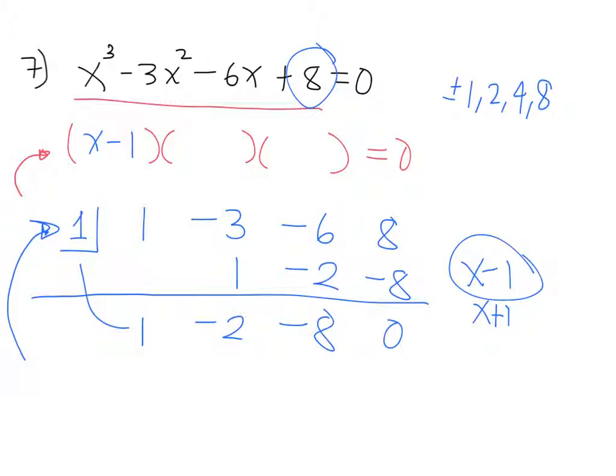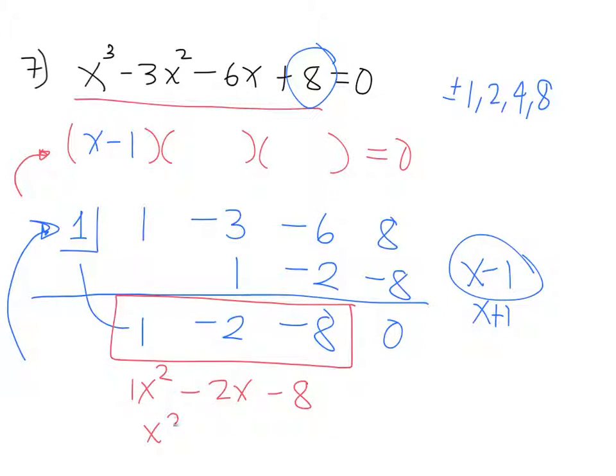Now there are many options or steps after this. You can try numbers again, or you can use the result of the synthetic division. This is telling you something. This is the other factor in quadratic form: 1x squared minus 2x minus 8, or x squared minus 2x minus 8. So you factor this into 2, you get x, 4 and 2 for the negative 8. I'll select negative 4 and positive 2 to fit the signs.